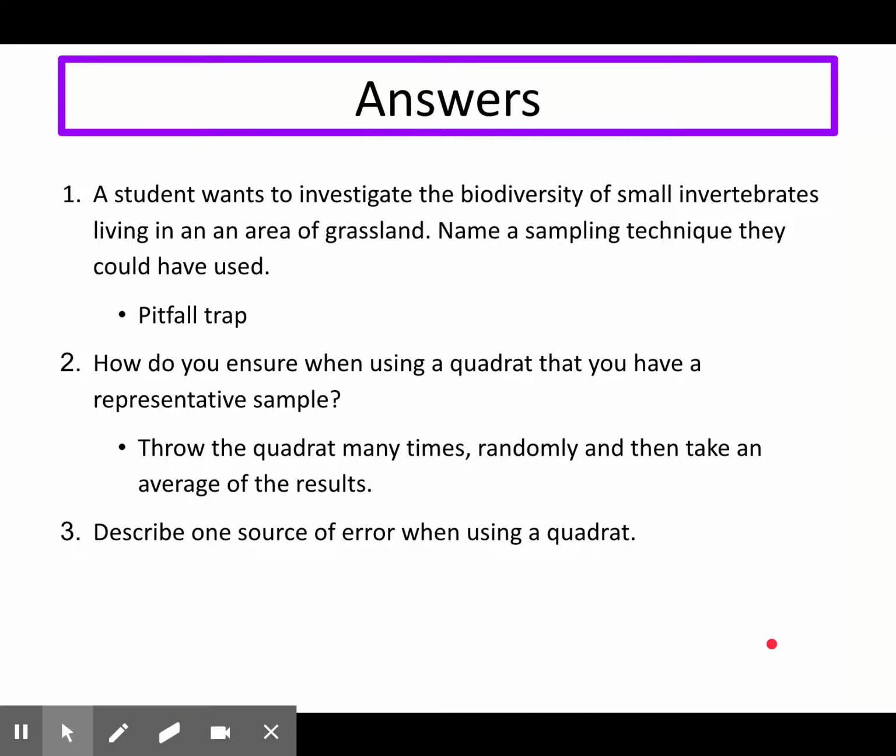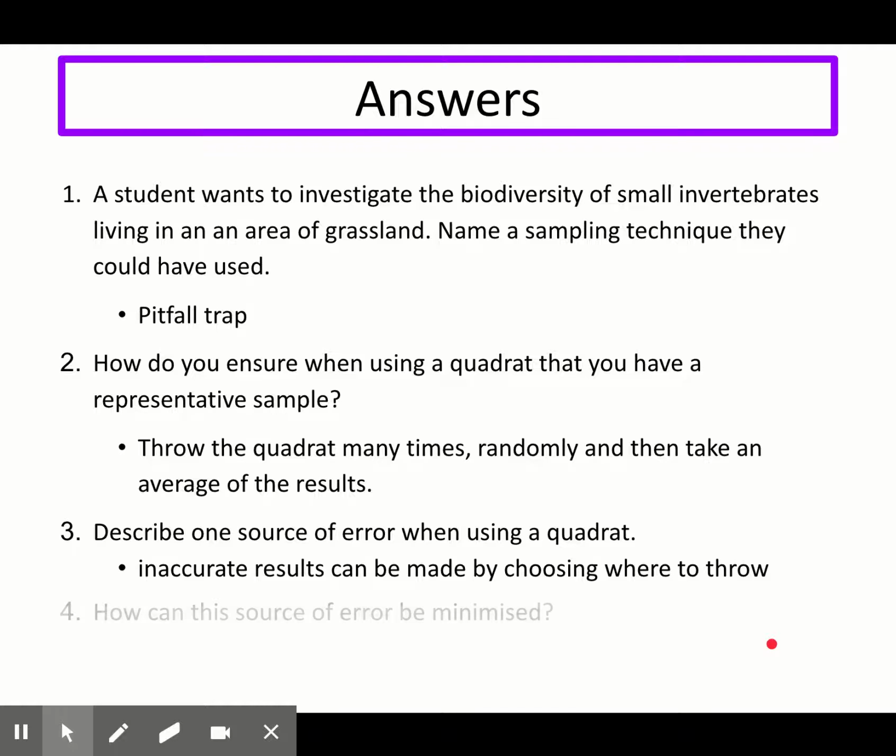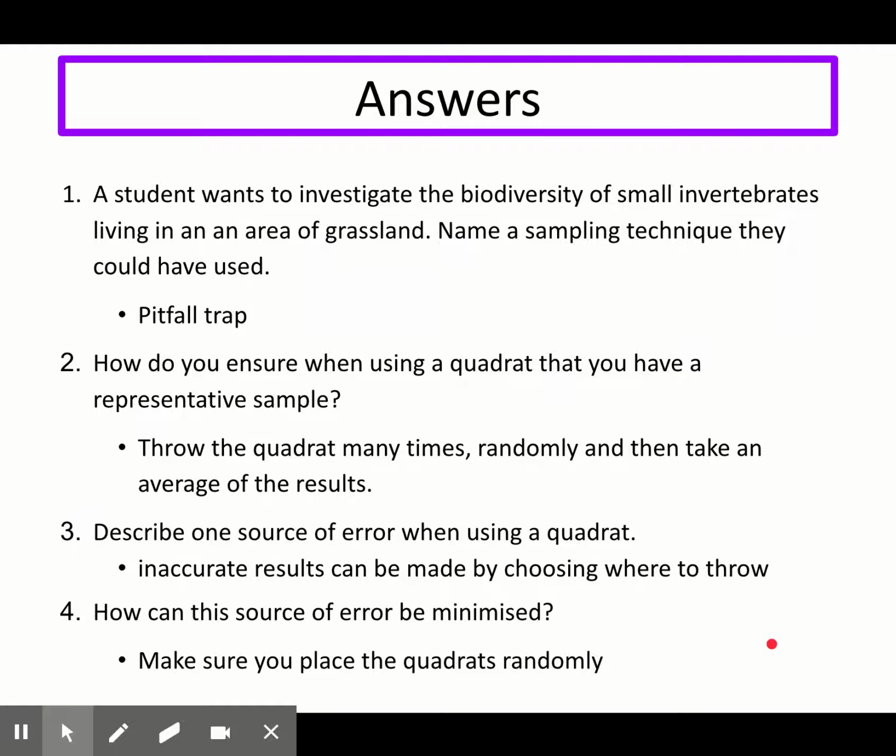Describe one source of error when using a quadrat. So inaccurate results can be made by choosing where to throw. And how do you minimise that source of error? Well, you make sure you place the quadrats randomly.